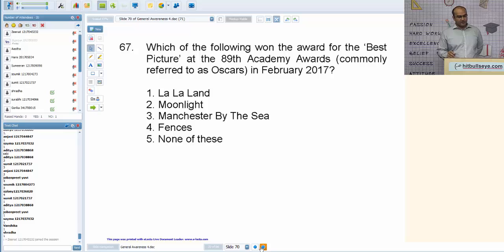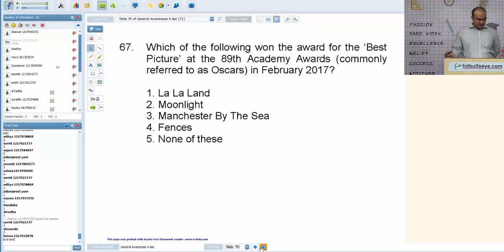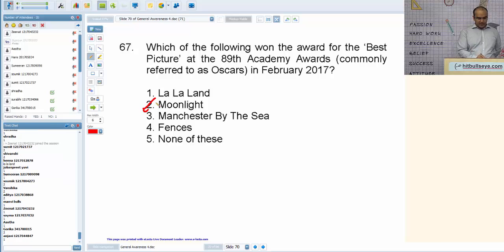Next, which of the following won the award for the best picture at the 89th Academy Awards in February 2017? The correct answer is Moonlight. Right, I'm sure most of you have seen the video in which the announcer made the mistake and announced the wrong movie, but actually the winner was Moonlight.